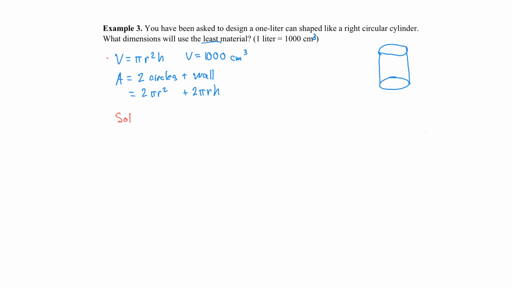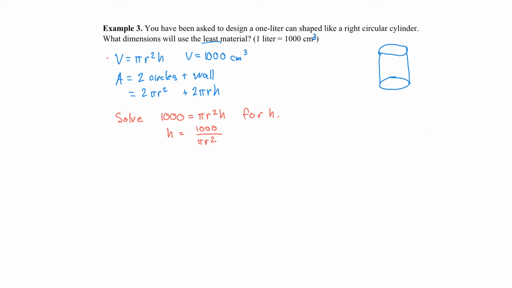So let's solve volume, which in this case is 1,000 or 1 liter, is equal to pi r squared h. Let's solve this for h, and then we can substitute h back in. So h is equal to 1,000 divided by pi r squared.